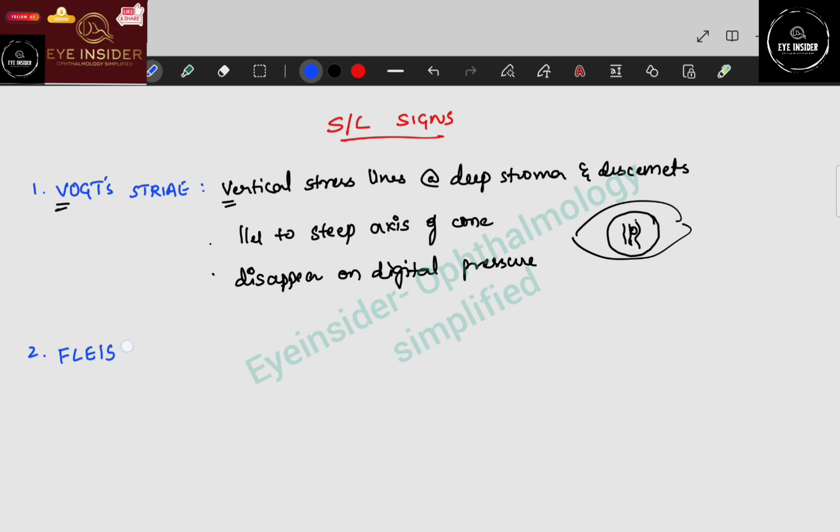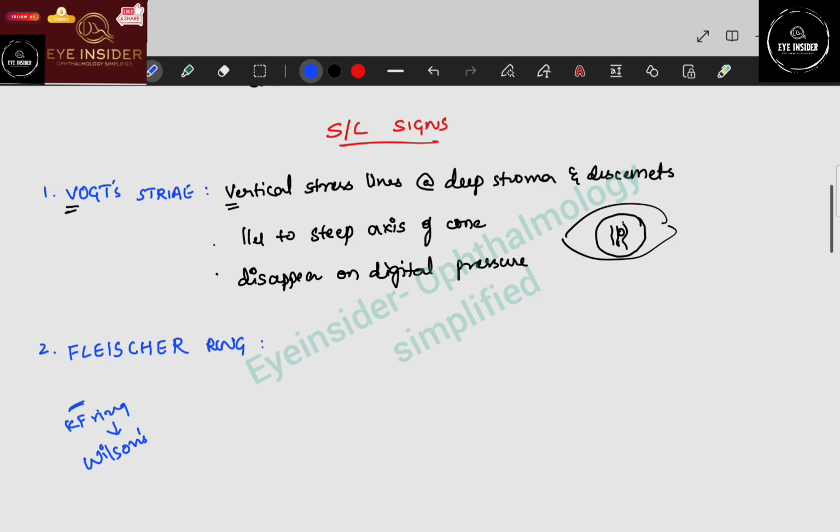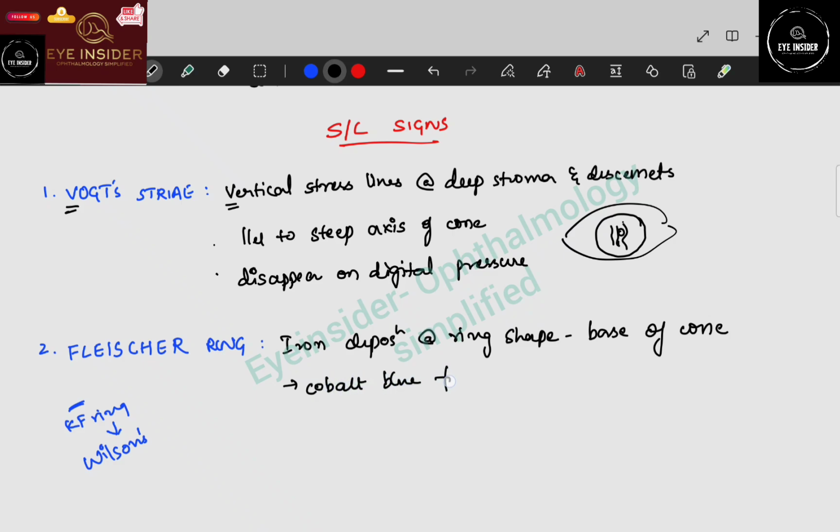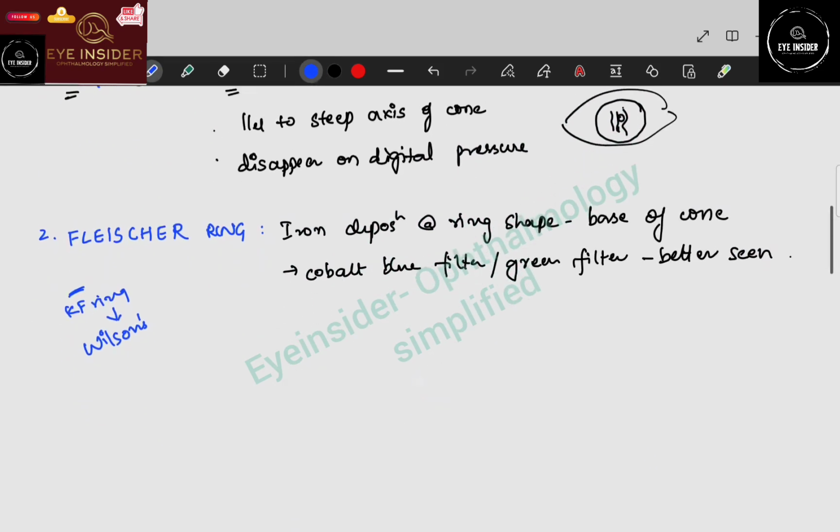Coming to the second sign, it is the Fleischer ring. Let's remember that there is another ring, the KF ring, which we can see in Wilson's disease. The Fleischer ring is iron deposition, whereas the KF ring is copper deposition. You can go through the video described above to know more about this. So it is iron deposition in a ring shape at the base of the cone. It can be better seen with the cobalt blue filter as well as the green filter.